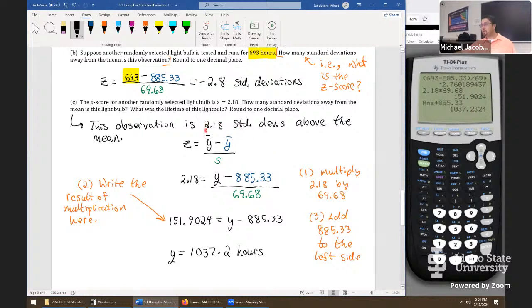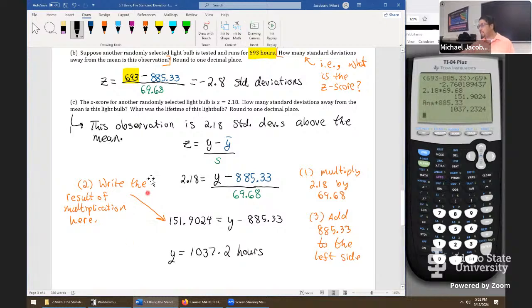Well, we said it was 2.18 standard deviations above the mean. The mean is 885.33 hours. It's like we're adding 72.5 times, or no, excuse me, 2.18 times. So that seems like it's in the right neighborhood. Any questions, folks, with that result?